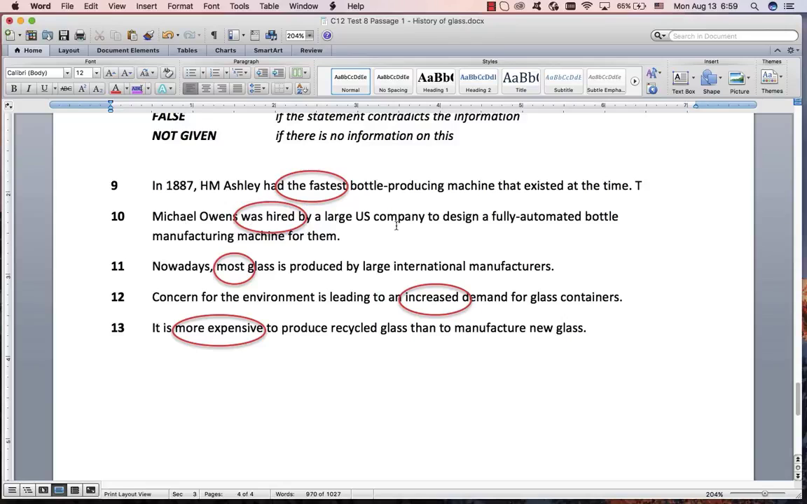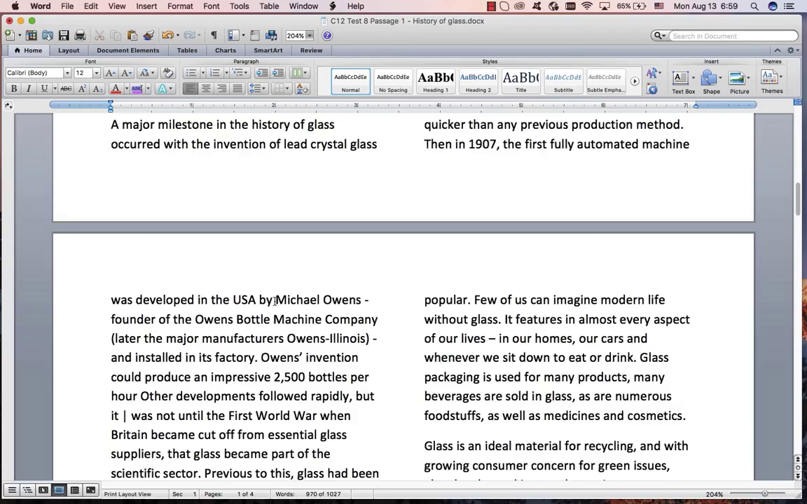Was he hired? Was he not hired? Here is Michael Owens. And now you've got to look, was he hired by a big company or was he not hired? This word means he was the person who started the company. He was the big boss. So it's definitely not true. He wasn't hired by a company. He was the company. Some people can argue this should be not given. IELTS says it's false.